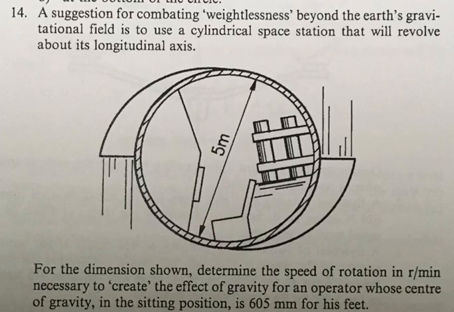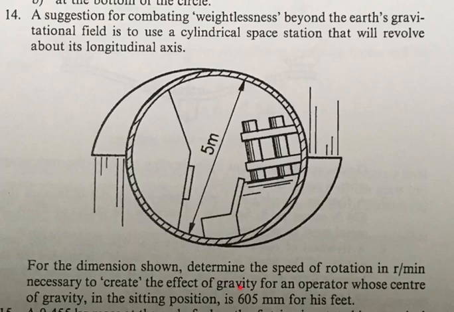So let's have a look at the forces involved to achieve all of this. Oh, and we were told that the radius is 605 millimeters. Let's read that again. The effect of gravity for an operator whose center of gravity in the sitting position is 605 millimeters from, that should read from his feet. So from his feet to his center of gravity, 605 millimeters, remember that.